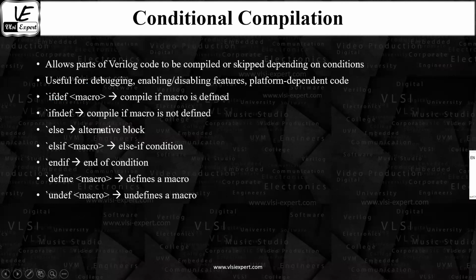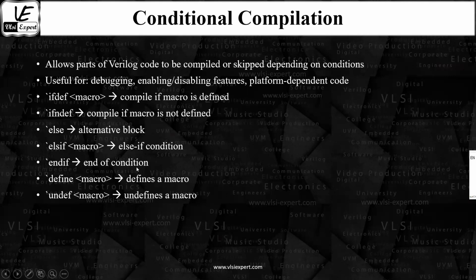Now, conditional compilation. It's a very useful feature in Verilog. It allows us to include or exclude portions of code based on certain conditions. The commonly used directives are these. First one is ifdef, which compiles the block if the macro is defined. Then ifndef, which compiles if the macro is not defined. Else means alternate block, elsif is else if condition. Undef removes the macro, define defines the macro, and endif ends the condition.